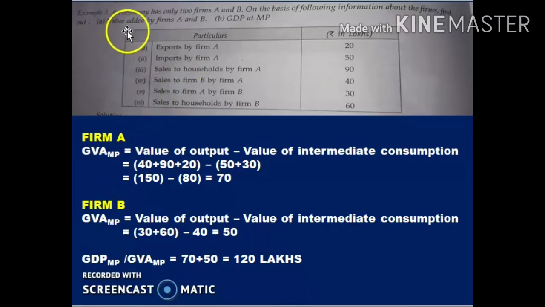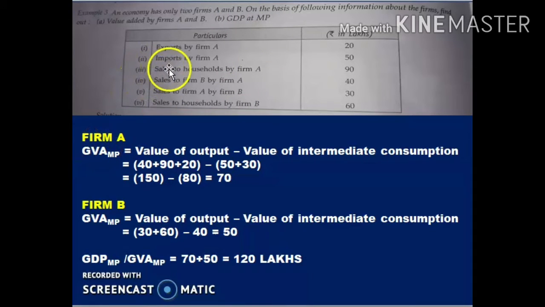Here the first question is from your textbook. An economy has only two firms A and B. On the basis of the following information about the firms, find out the value added by firm A and firm B. So first you have to find value added, then GDP at market price. So how will you find it?